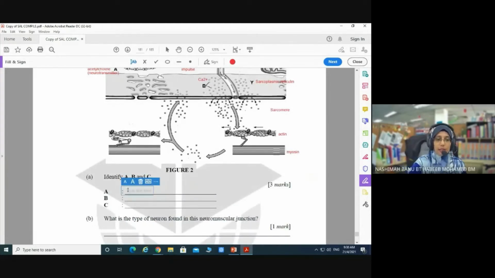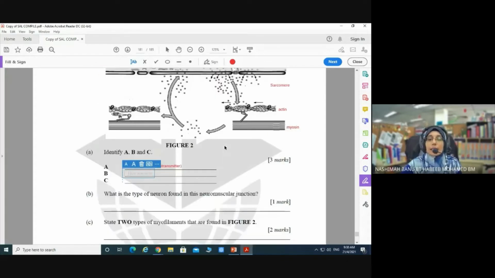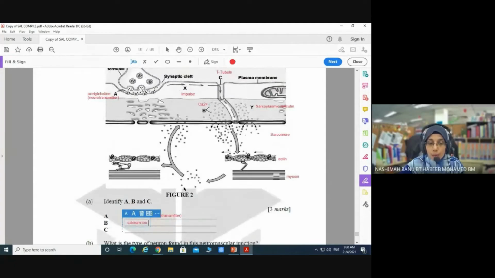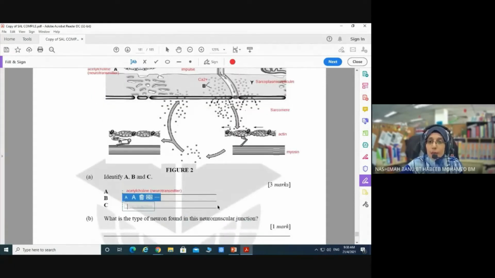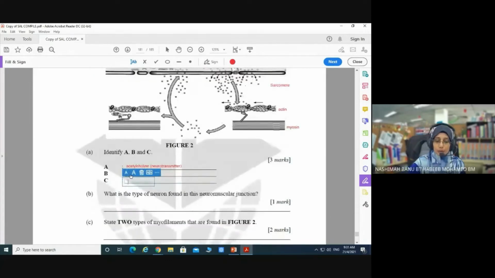So this is the answer. Acetylcholine or neurotransmitter. Alright. So what will be your B? See, this one is the calcium ion. If you want to write in the formula, make sure you write calcium 2 plus. Then the next one, what is the C? C is the T tubule. Just remember it looks like a T shape. So it's a T tubule. Make sure to use a capital T for T tubule.